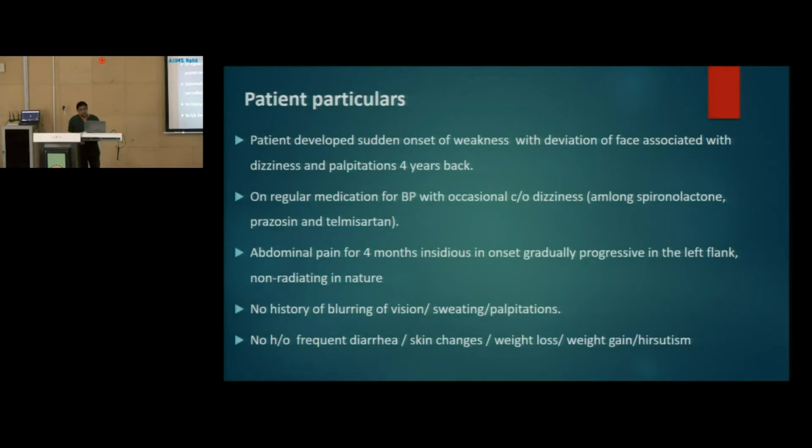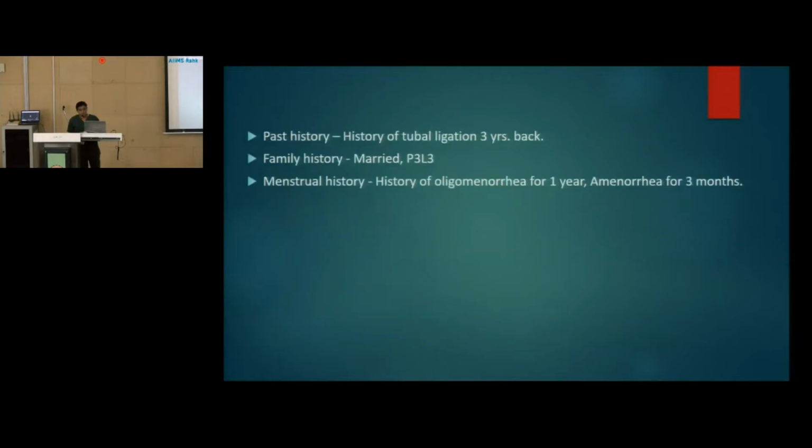There was no history of any blurring of vision, sweating, palpitations currently, no history of any frequent diarrhea, skin changes, weight loss, hirsutism or weight gain. In the family history, she is a married woman with 3 living issues, and history of oligomenorrhea for 1 year and amenorrhea for past 3 months was there.